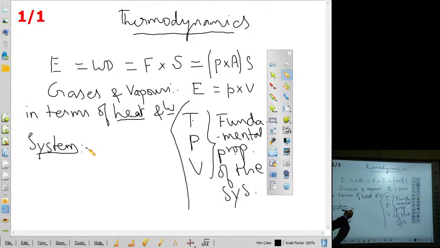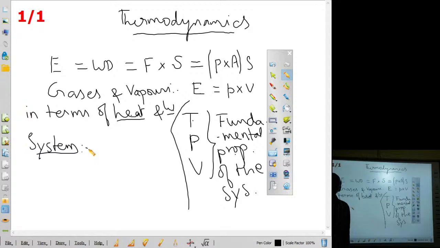Okay. The definition for system goes like this. Reference to any space, a matter, or a group of matter within a definite boundary, whether real or imaginary, is a system. Now, this definition is a general one. You can use it for any subjects, you can use it for your real life, you can use it for, what is that, a building even.